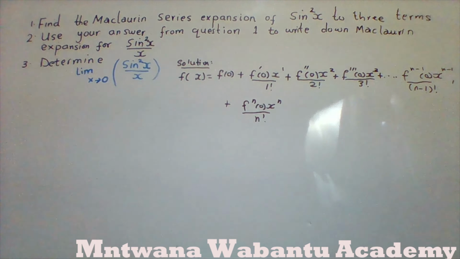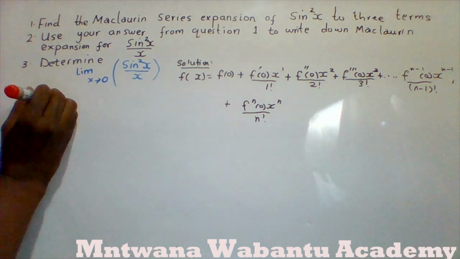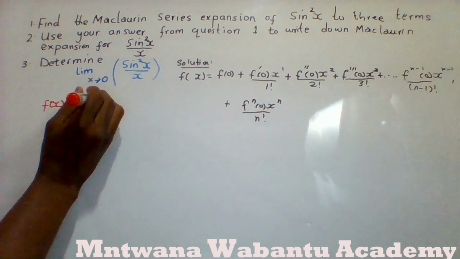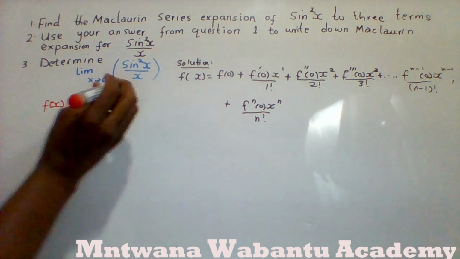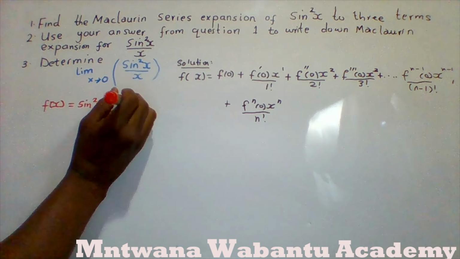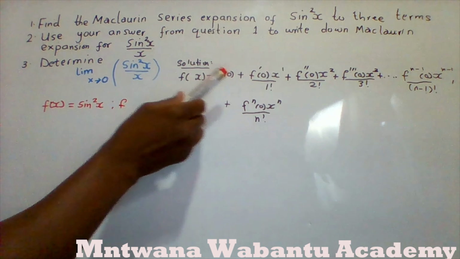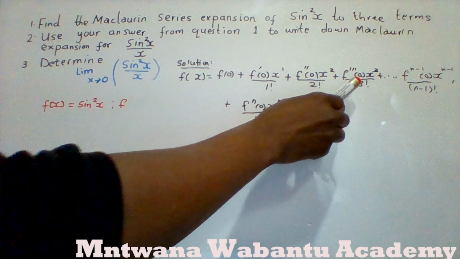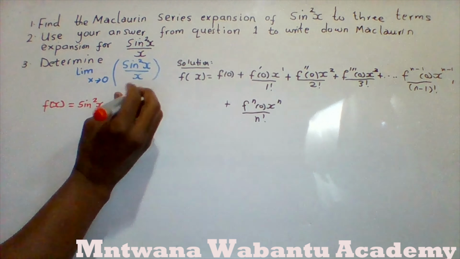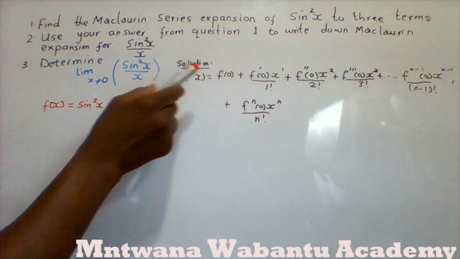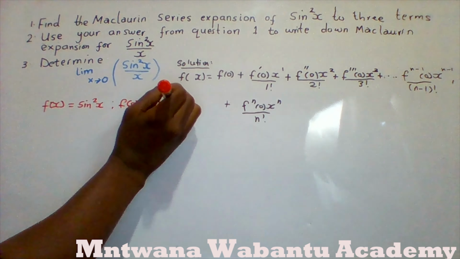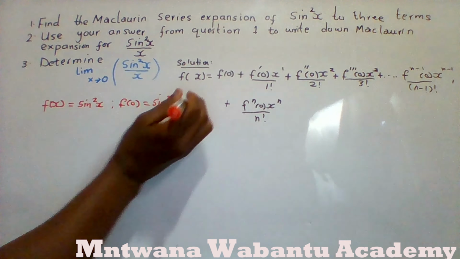Now our f of x is the one which is given: f of x equals sine squared x. We need f of 0 for the first one. So you have to get f of 0, f prime, f double prime, f triple prime, and so on. We start with f of 0 because we need that one. So it's going to be sine squared of 0, but sine squared of 0 equals 0.